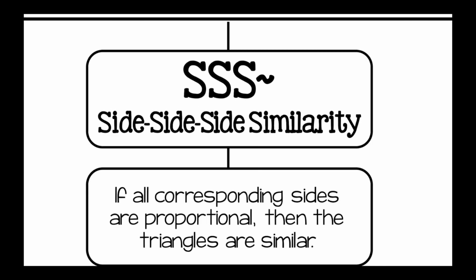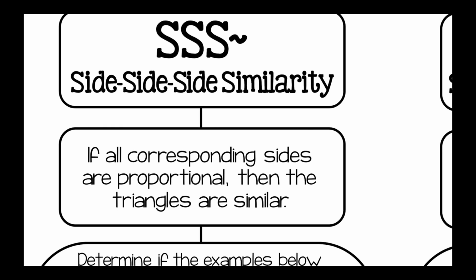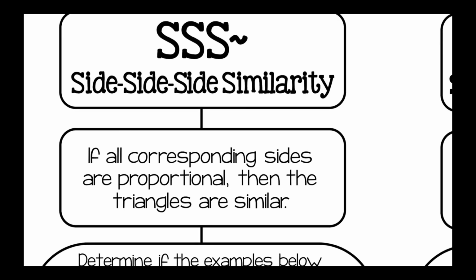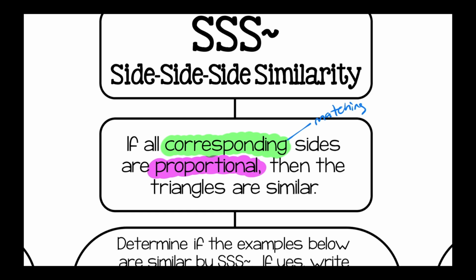So this has nothing to do with angles. It's looking at the sides. So if all corresponding, right? What does corresponding mean? If all corresponding sides are proportional, well, corresponding just means all the matching sides, right? So if all the matching sides are proportional, what does proportional mean? It means the sides are growing or shrinking at the same rate. And remember, rate means ratio. That's all rate means, is a ratio. And a ratio is just a fraction. You're comparing two things. So when we say something's proportional, it means all the ratios are equal.